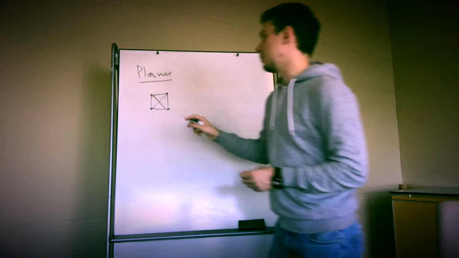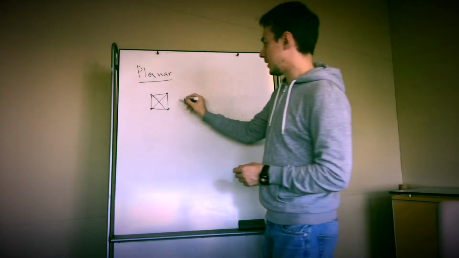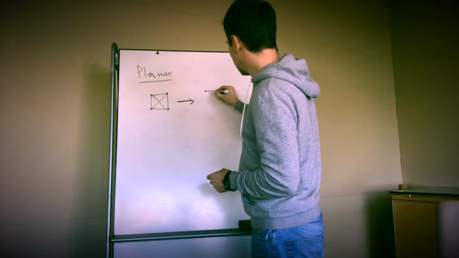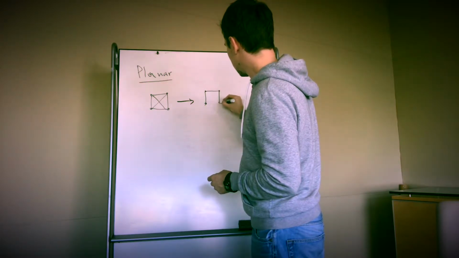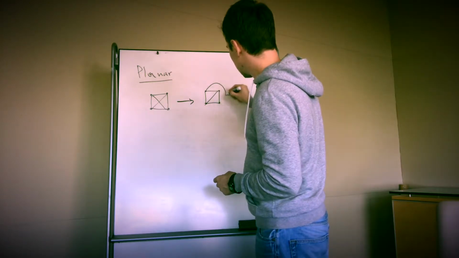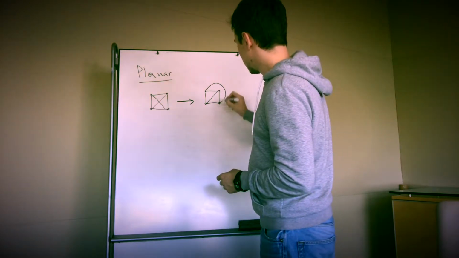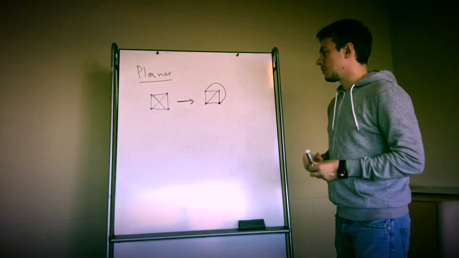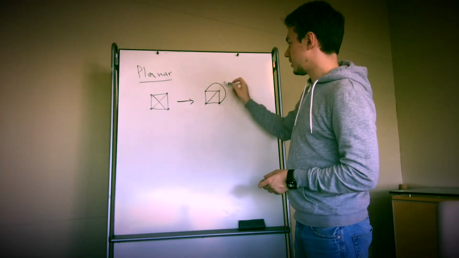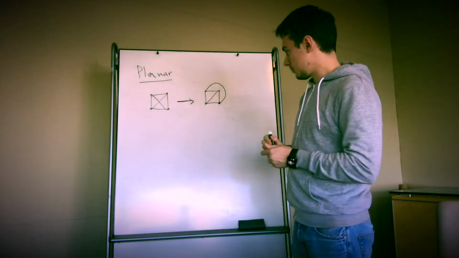This is a planar graph. Why? Because we can redraw it like this. Now, as you can see, all its edges have no intersections at all.